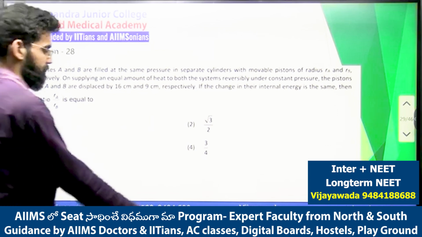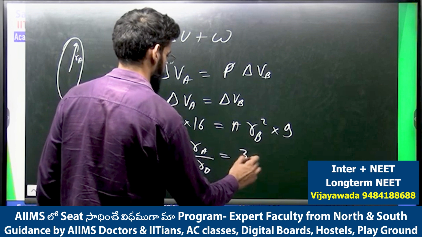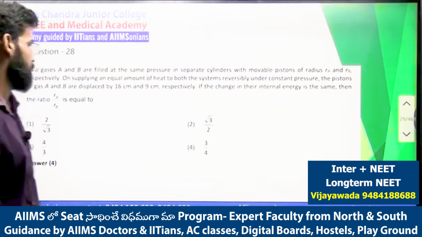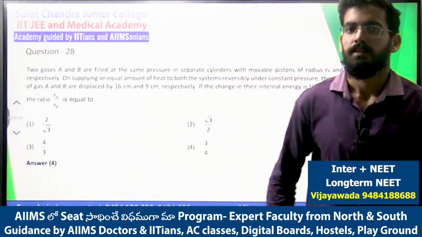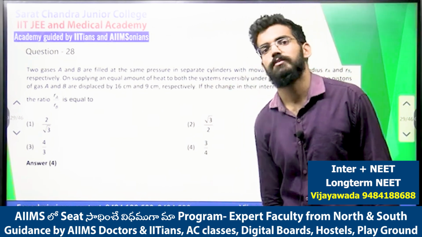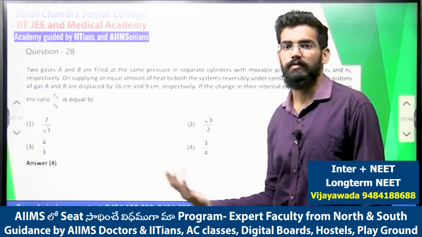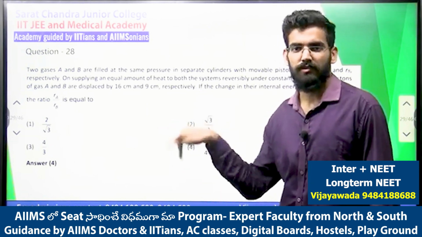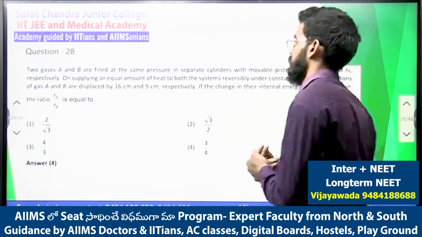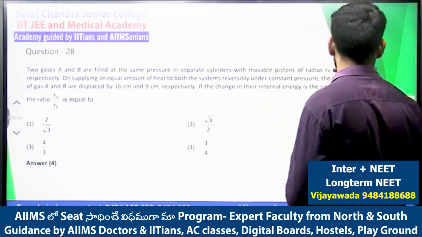So RA by RB will come to 3 by 4. That's it, 3 by 4. Fourth option. Q was the same, internal energy change was the same, so work done is the same. Work done is P delta V in the case of constant pressure, so P is also the same, so delta V is the same. And delta V is the area of cross section into the length the piston moved, right? So that's the volume change. That's it. This question was easy if you were able to click, otherwise you can leave it also.